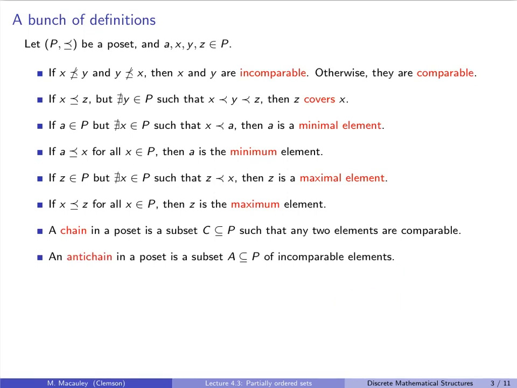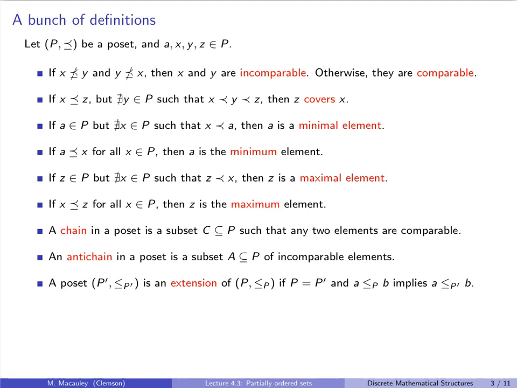Next, an anti-chain in a poset is a subset of incomparable elements. I'm going to hold off for examples until I finish this slide. I'm almost done. Next, we come to the definition of what it means for one poset to be an extension of another one. And let me explain my notation here.